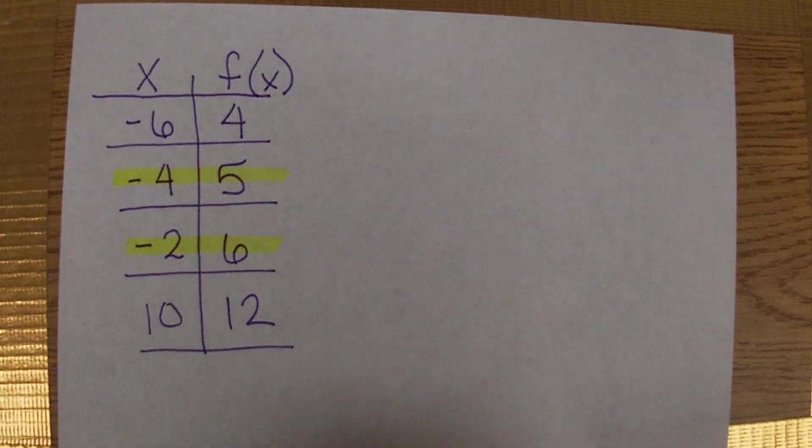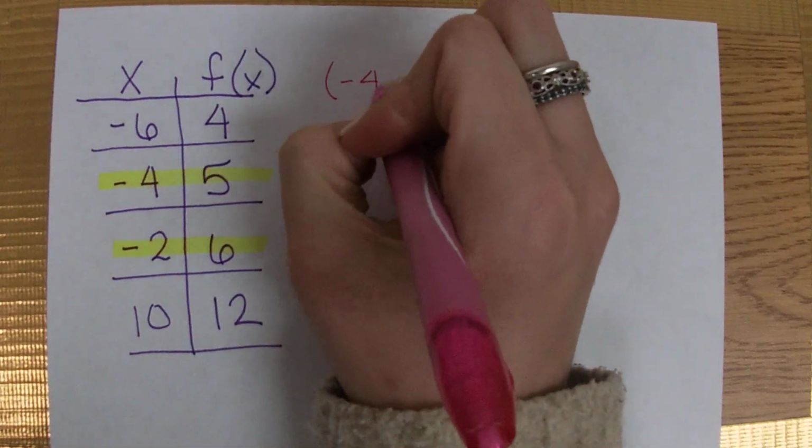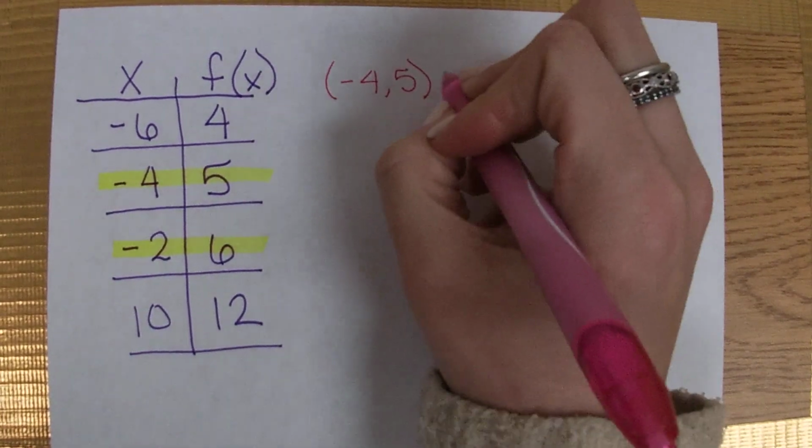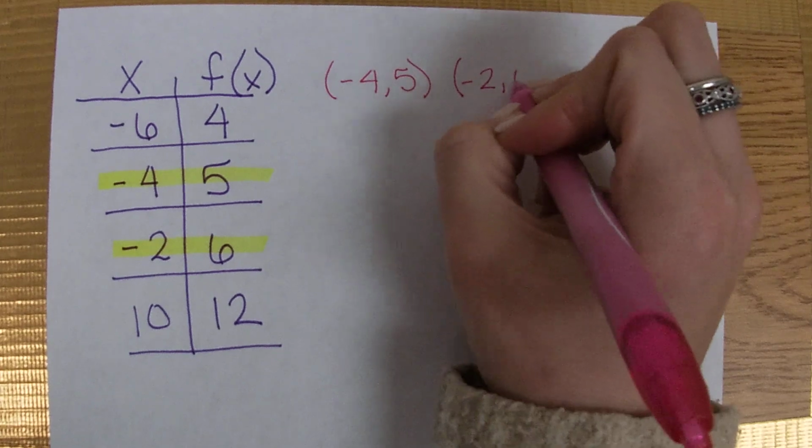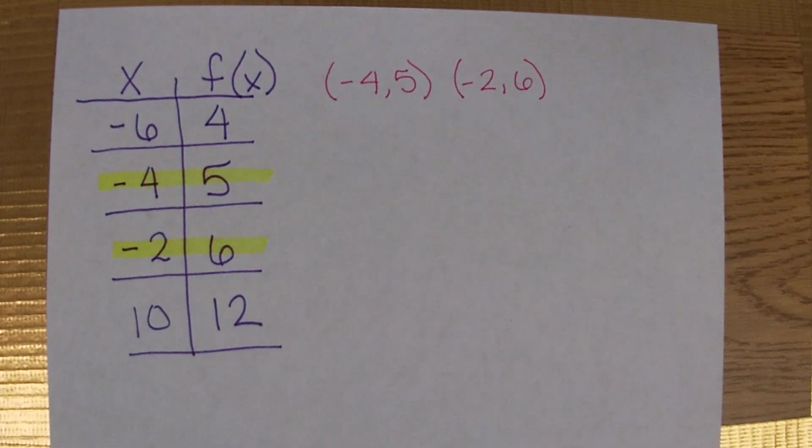Okay, so this gives me ordered pairs of -4, 5 and -2, 6. Okay, so the first thing we need to do is write the slope. We need to calculate it, right?